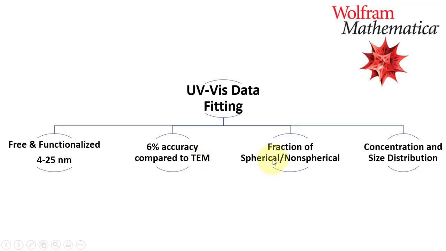Moreover, the fitting model provides other information not available from TEM, like the fraction of spherical to non-spherical nanoparticles, as well as the concentration and size distribution of nanoparticles in the sample, which is particularly useful for measuring aggregation processes.